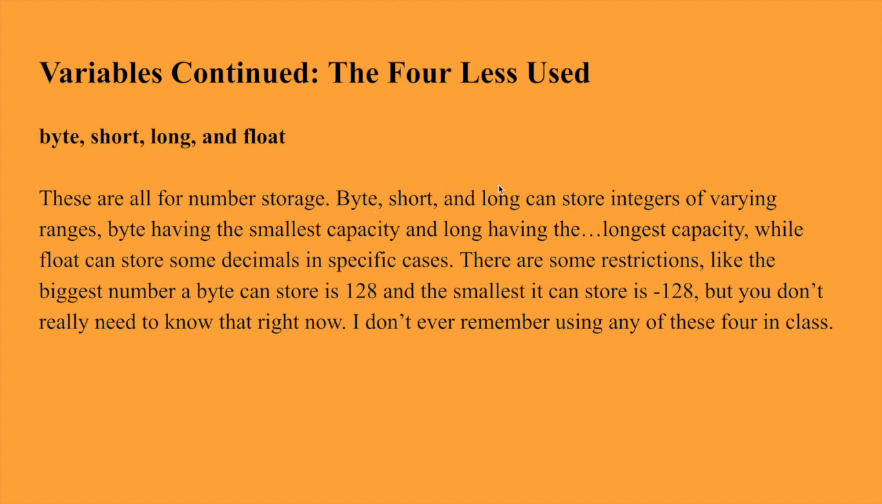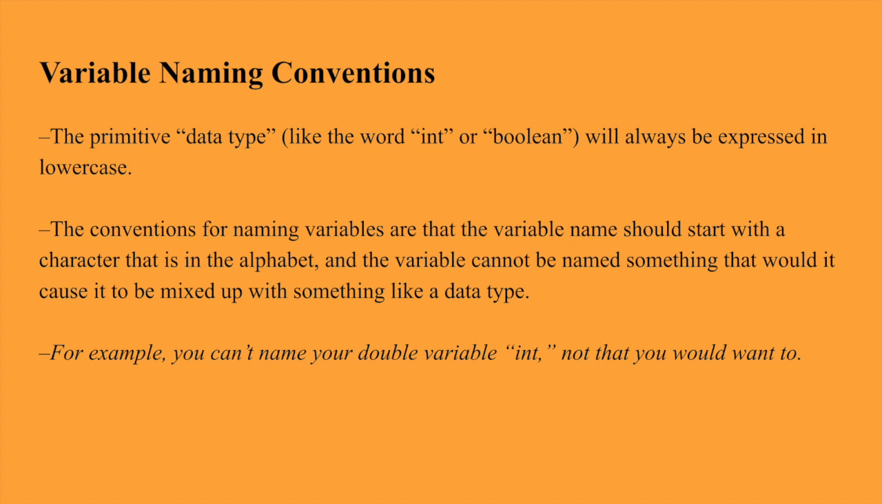These are all for number storage. Byte, short, and long can store integers of varying ranges, byte having the smallest capacity and long having the largest capacity. While float can store decimals in some specific cases, there are some restrictions, like the biggest number a byte can store is 128 and the smallest is -128, but you really don't need to know that right now. I don't really ever remember using any of these 4 in class, nor for any really practical application.